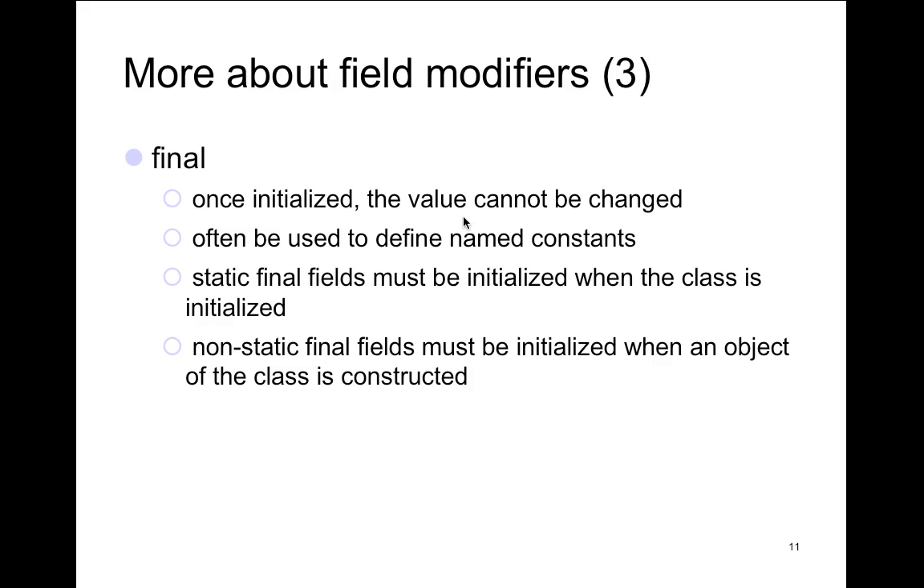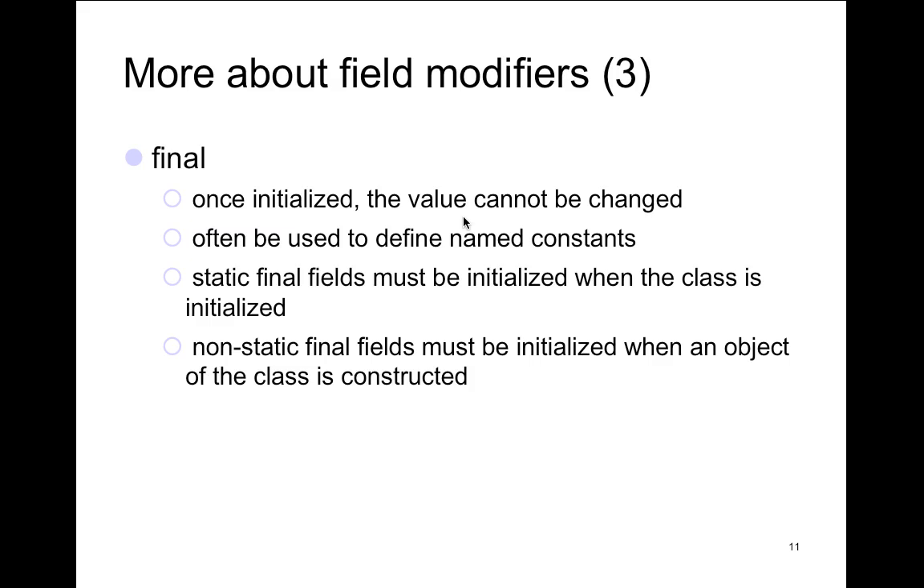So now we have another modifier I haven't talked about yet. It's called final. Once initialized, the value cannot be changed. So final is basically like a constant variable. It makes it so you can't change the value. So a variable like pi, 3.14, we make it final. Once it's initialized, it's done. It can't be changed, and it's often used to define named constants like pi.